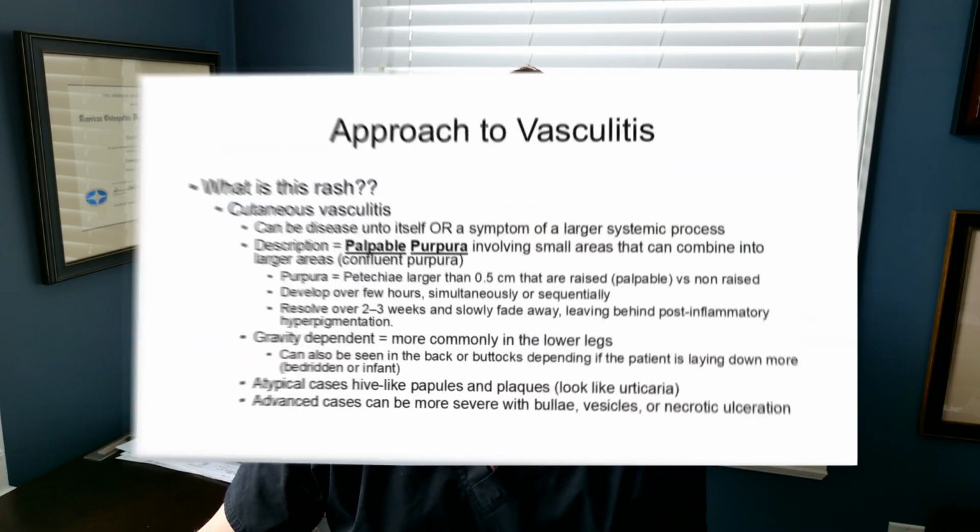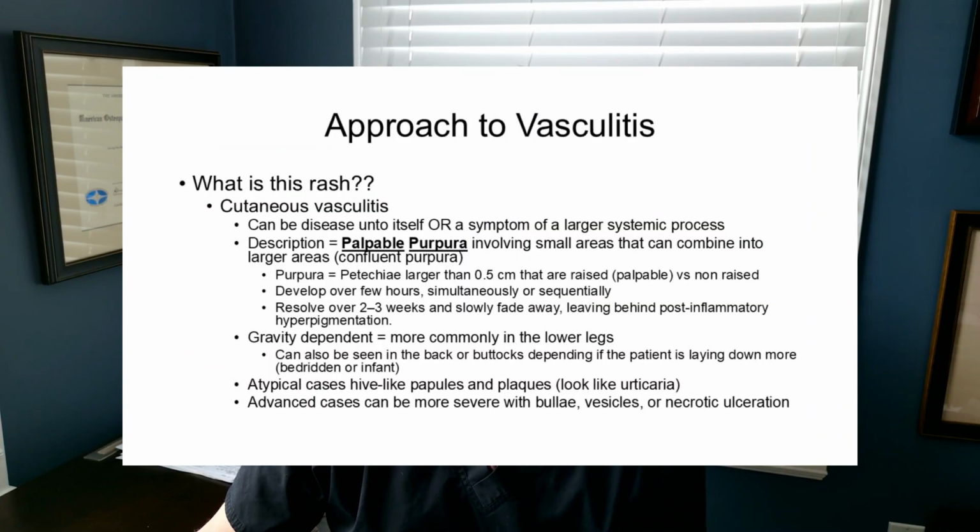This can be a problem unto itself, or it can be a symptom of a larger systemic process. So we describe this by feeling to decide if it's palpable or non-palpable, which helps us with our differential diagnosis. So in this case, we're going to say that this is a palpable purpura. It differs from a petechial rash in that it's greater than half a centimeter, and obviously, like I said, it's raised. It can develop over a couple hours, it can be simultaneous, it can be sequential.